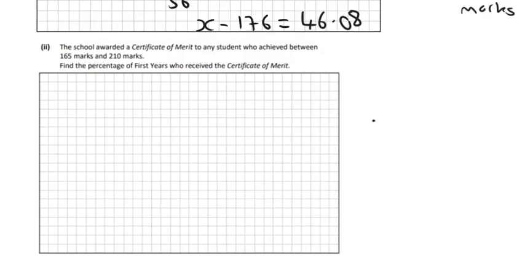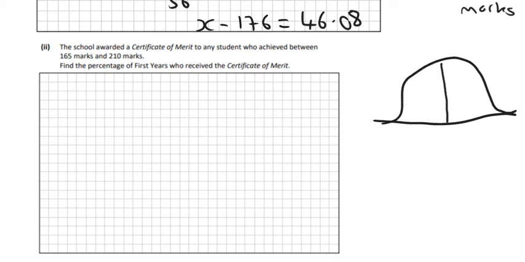Right, for the second part, I'll just draw this out again, the normal distribution. Our mean is here, the 176 from the first bit. It's in between 165 and 210. You'll notice that 165 is less than 176, so we'll say 165 is there, and 210 is up here somewhere. So really we're looking for the area in between those two. We can come up with a Z score for both of them.